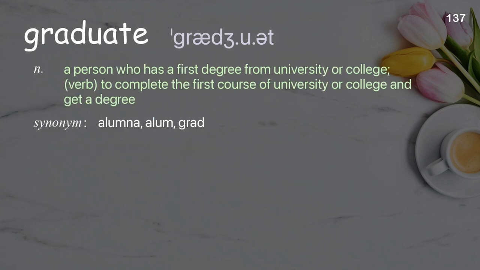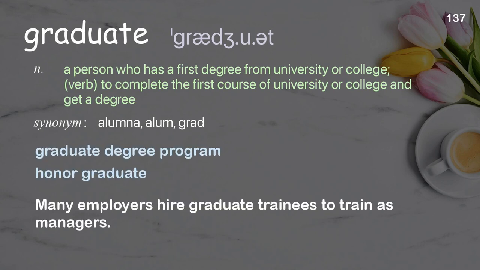Graduate. A person who has a first degree from university or college. Verb: to complete the first course of university or college and get a degree. Examples: graduate degree program, honor graduate. Many employers hire graduate trainees to train as managers.